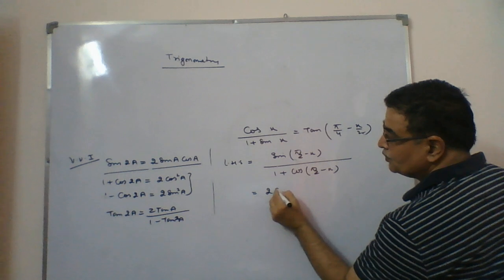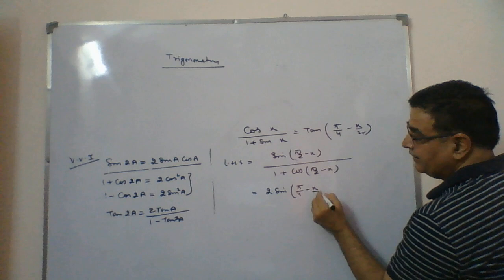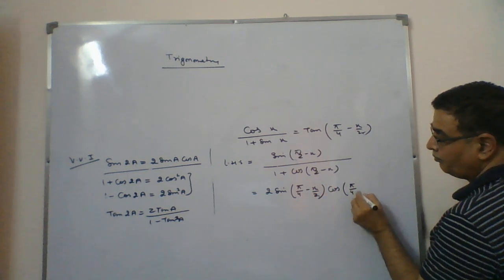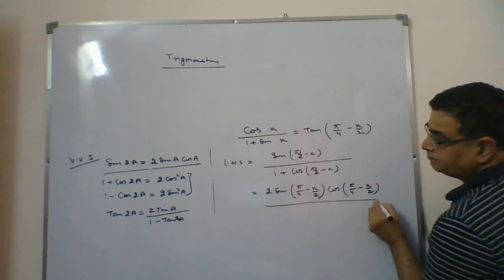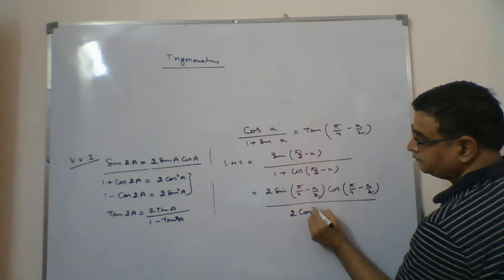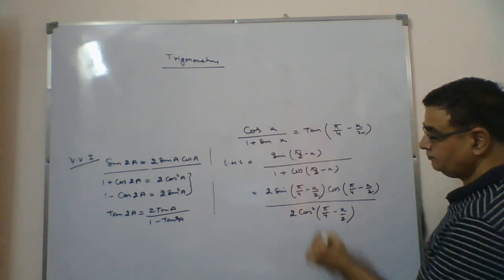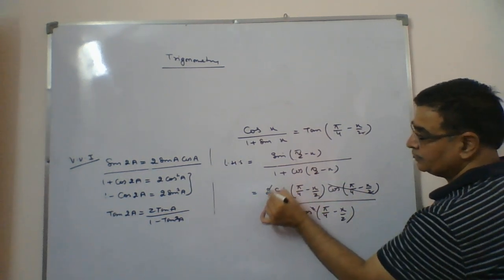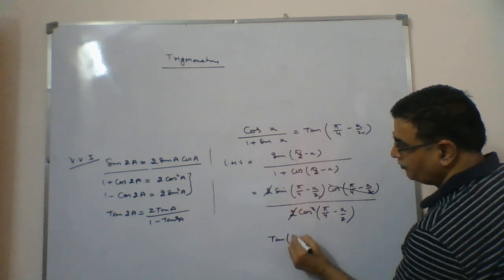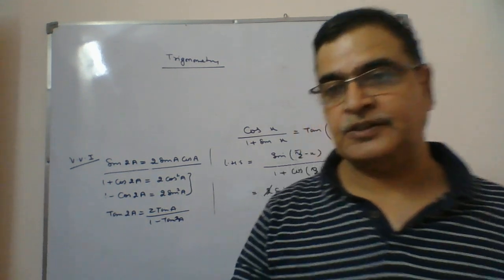What formula comes? 2 sine half of this, that will be pi by 4 minus x by 2. Then comes out to be cos pi by 4 minus x by 2. 1 plus cos 2 theta is what? 2 cos square pi by 4 minus x by 2. This cos gets cancelled out, this 2 gets cancelled out. Sine by cos comes out to be tan of pi by 4 minus x by 2. So you can get this question this way. Next time we'll continue.